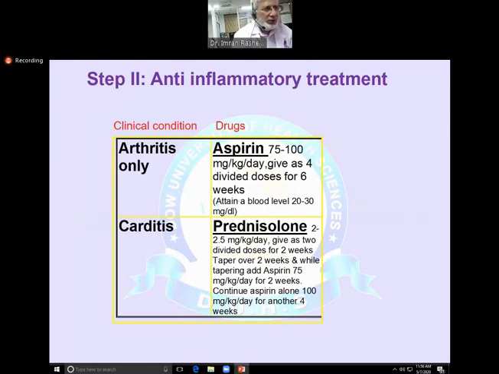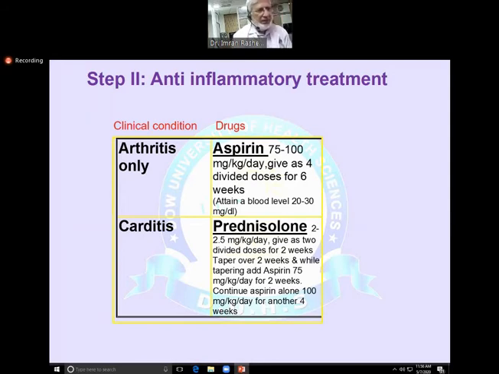Now step 2 is the anti-inflammatory treatment. For that, if the patient presents to you with only arthritis, the treatment is aspirin 75 to 100 milligram per kilogram per day. You give it as 4 divided doses for 6 weeks. And the idea is to attain a blood level of 20 to 30 milligram per deciliter.